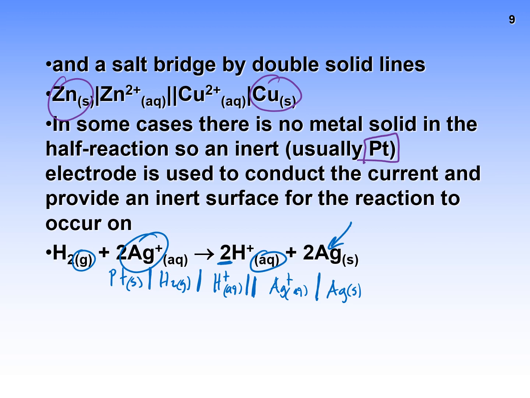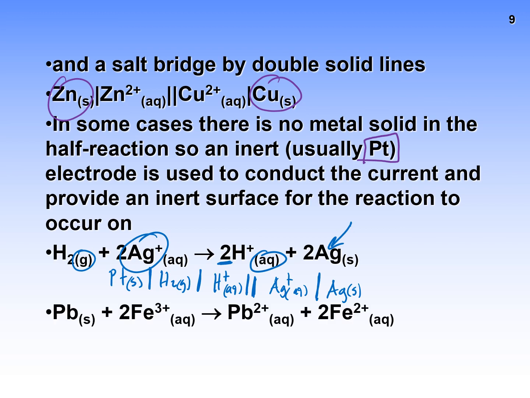Let's do one more example. So if we have this, again, the first step is determining what was oxidized and what was reduced. I know the lead here is being oxidized because we went from 0 to 2+, and the iron's being reduced because 3+ to 2+. So we're going to start with the lead. I'm going to write Pb solid, vertical line, Pb2+ aqueous. Again, change in physical state, so we had to put the vertical line between them. I'm going to then put a salt bridge because I'm done with my anode. Now we've got to talk about the cathode.